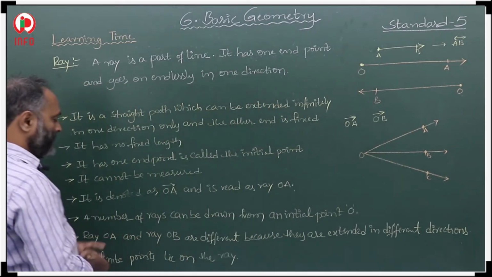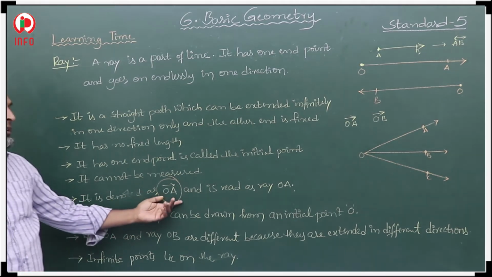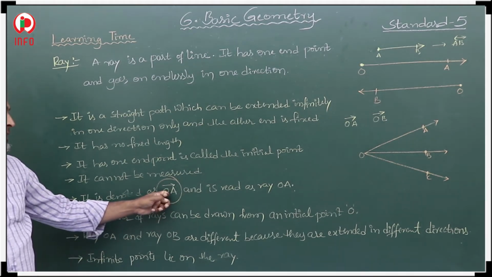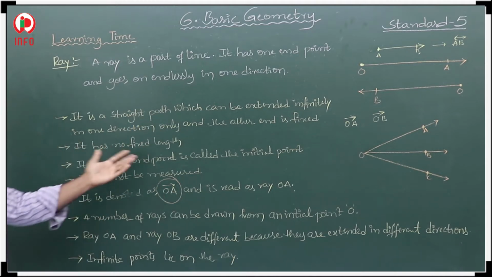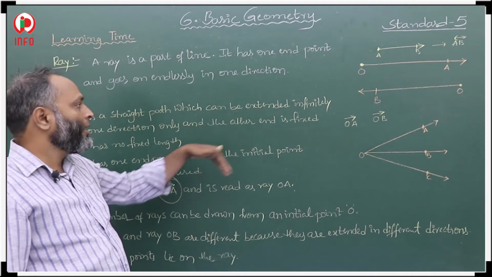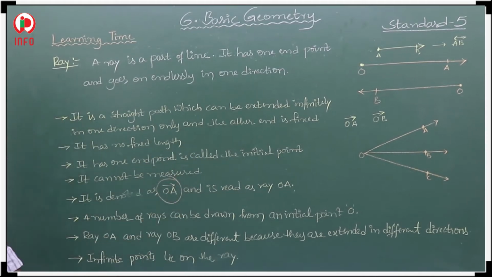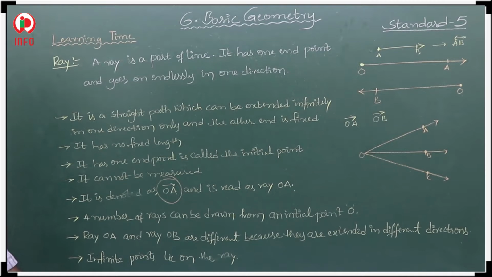Okay, how to represent OA? This is the representation of a ray. Here O represents the initial point, and A means the other point, the one in the direction where the ray extends. The initial point we have to take first, and the next point we have to take after that.